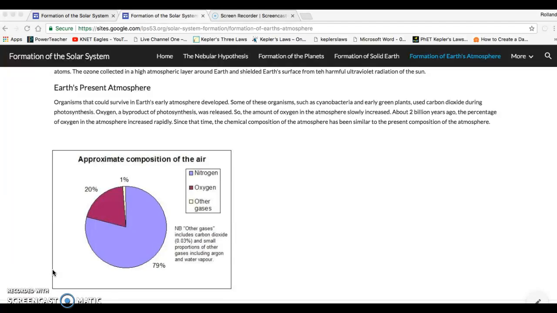Earth's present atmosphere. Organisms that could survive in Earth's early atmosphere developed. Some of these organisms, such as cyanobacteria and early green plants, used carbon dioxide during photosynthesis. Oxygen, a byproduct of photosynthesis, was released, so the amount of oxygen in the atmosphere slowly increased. About 2 billion years ago, the percentage of oxygen in the atmosphere increased rapidly. Since that time, the chemical composition of the atmosphere has been similar to the present composition of the atmosphere.